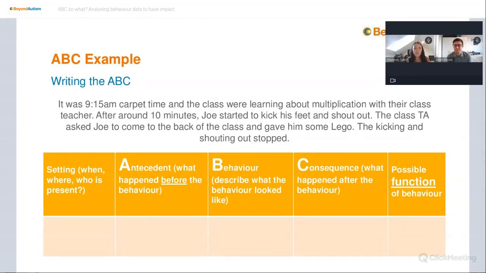And I think that's really helpful as well when you are writing your ABCs to indicate when the behaviour stopped in the consequence section, because that really helps us to understand what's turning off that behaviour.